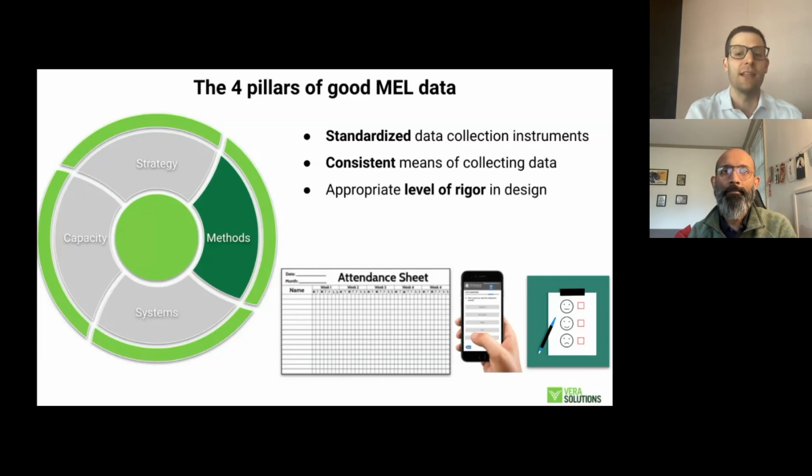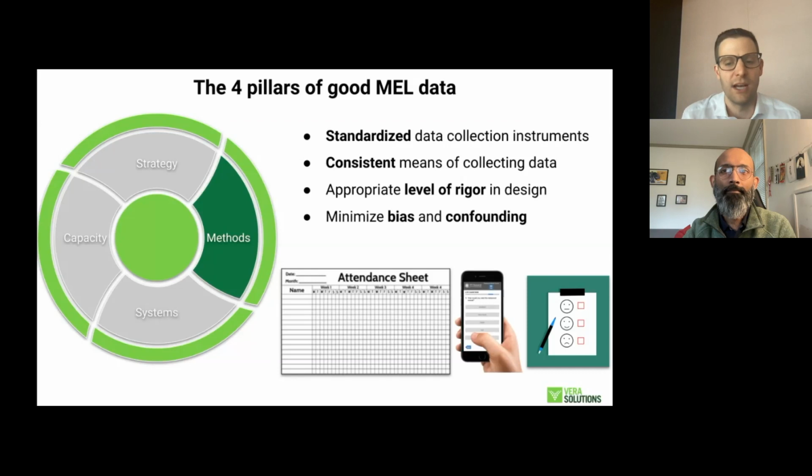You want to use an appropriate level of rigor, right? So it comes back to those questions. What questions are we asking in the strategy? What indicators are we using? If we're asking questions around effectiveness, we're going to need to use a more rigorous and thoughtful type of design than if we're just tracking inputs and outputs, right?